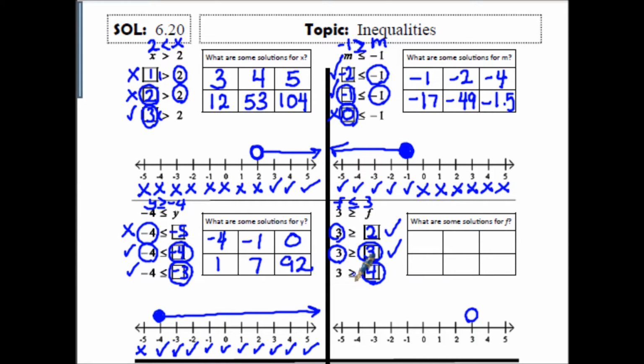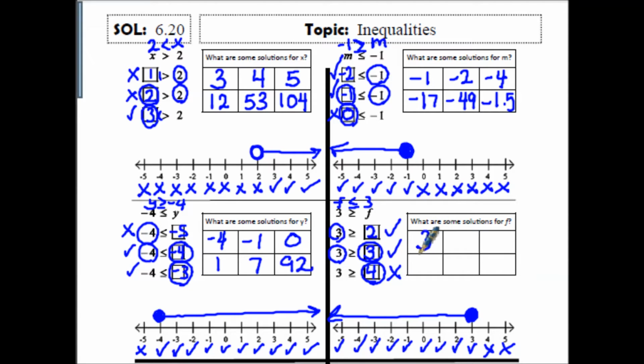And this is saying that 3 is bigger than 4, but we know 4 is actually bigger than 3. So this is not true. This is not a solution. So we see 2 is a solution, 3 is a solution, 4 is not. Which means if 3 is a solution, it's going to be filled in. And we are going to have everything to the left are going to be all of those f's or solutions that are smaller or equal to 3. So everything to the left is a solution, but everything to the right is not going to be a solution.